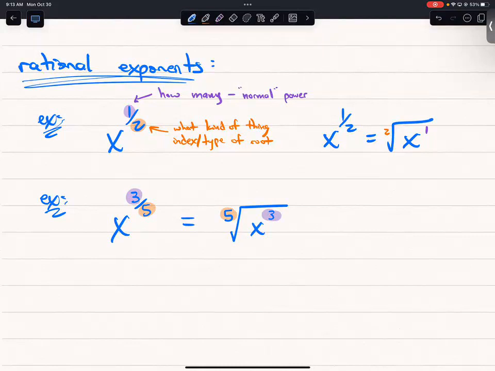Now because these things are both multiplication, the root and the normal power, the cube, which just means 3 copies of it multiplied together, it doesn't matter which order we do them in. So that's the same thing as the 5th root of x, all to the 3rd.